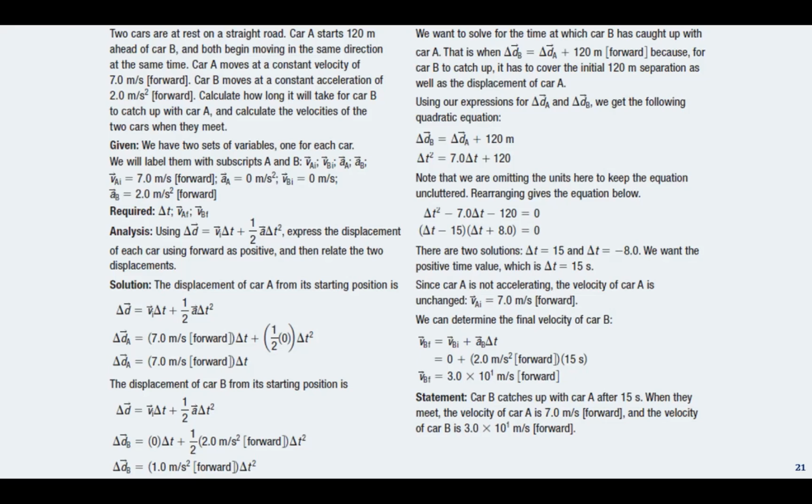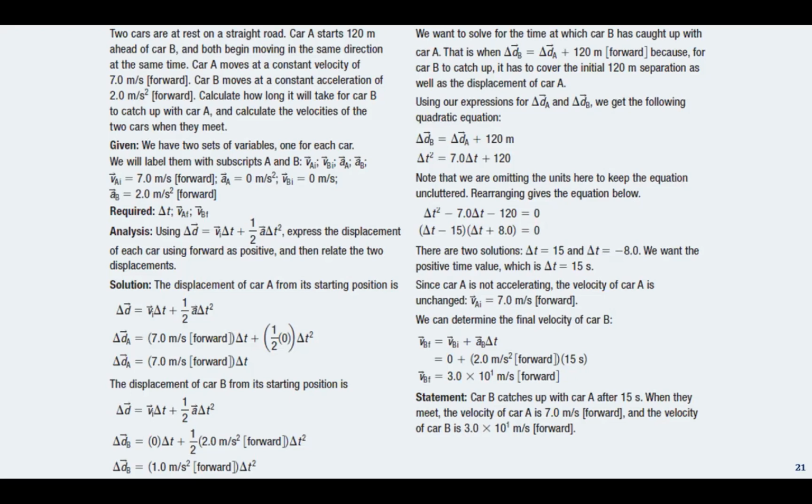So the variable required is the time interval delta t and the final velocity of car A and car B respectively. So we can use this formula, delta d equals VI times delta t plus 1/2 times acceleration a times delta t squared. So express the displacement of each car using forward as positive. So here we define the positive direction is forward, okay? And then we can relate the two displacements. When the two cars meet, their displacement should be the same, right?